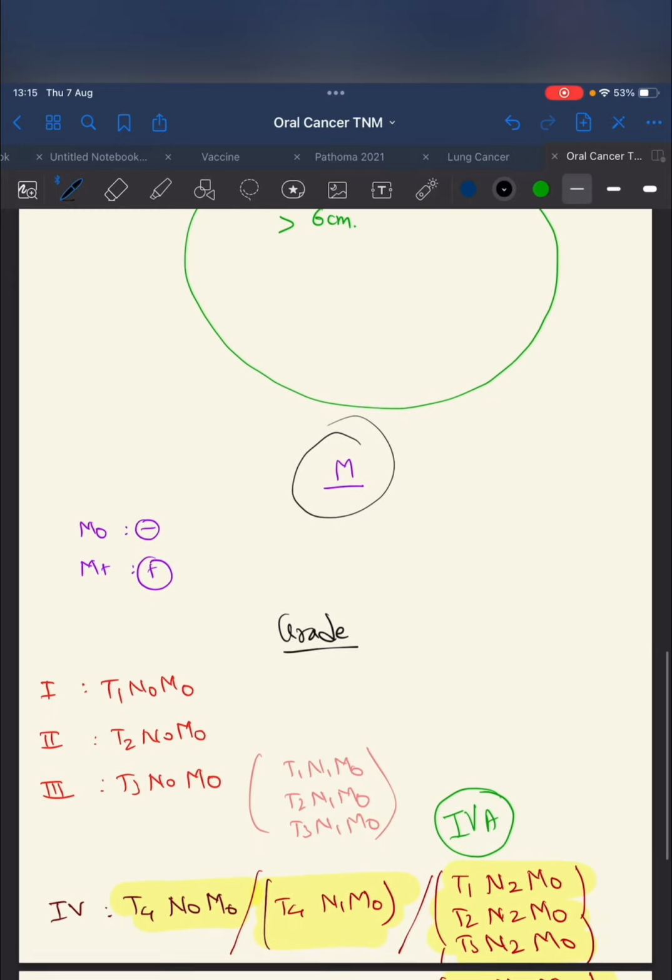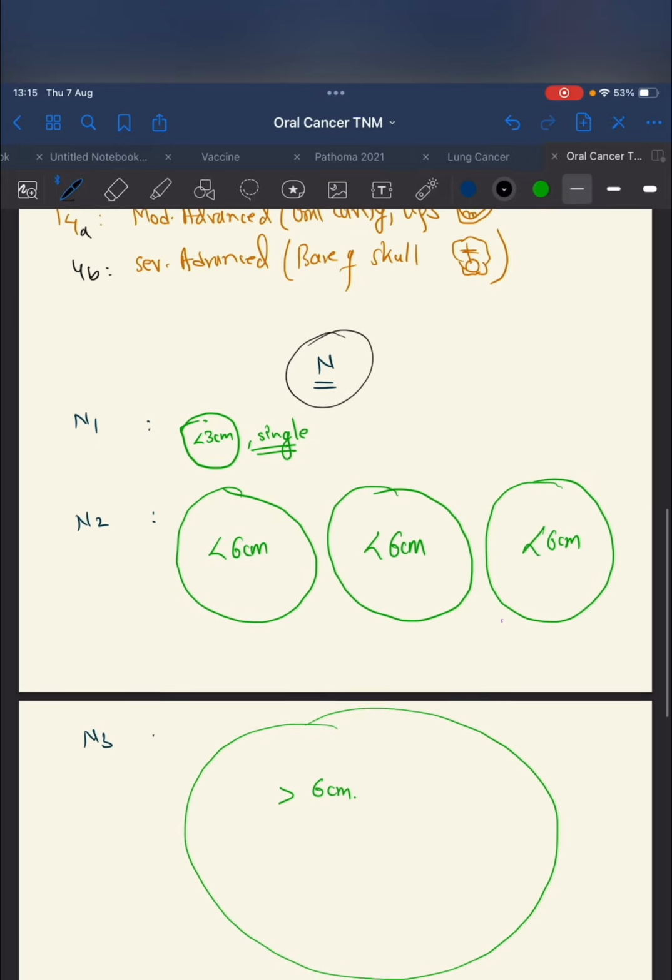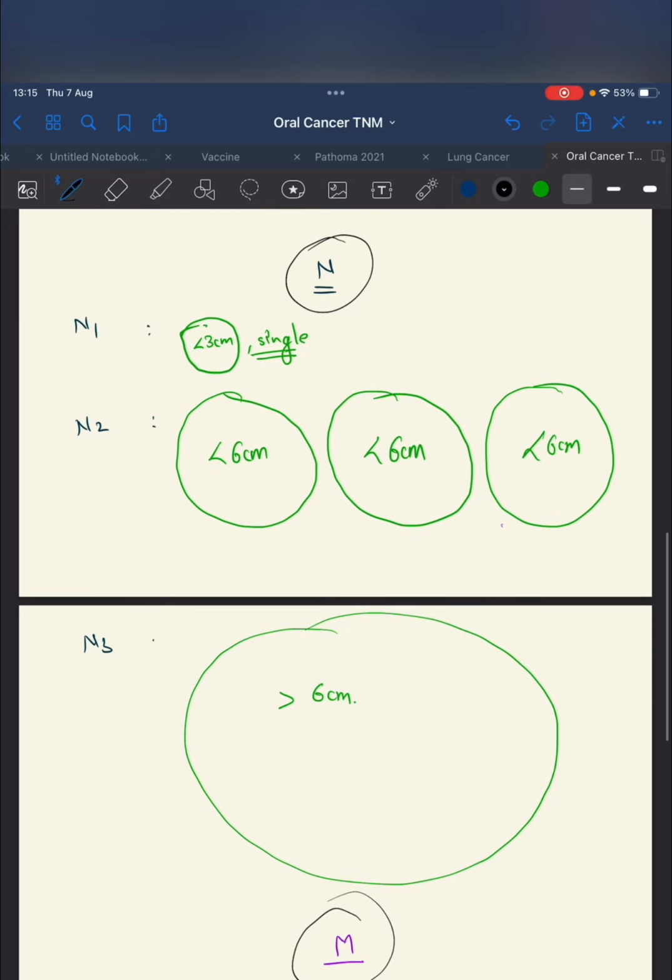Now starting with the nodal involvement: if there is no lymph node involvement, then it will be N0, no involvement of node. And if it has involved a single node less than 3 centimeters on the ipsilateral side, then it will be N1.